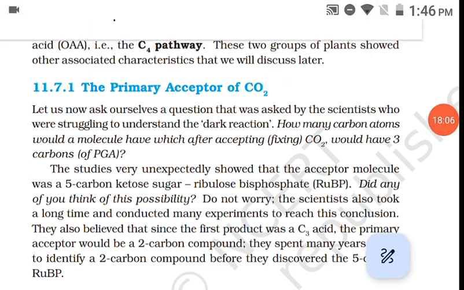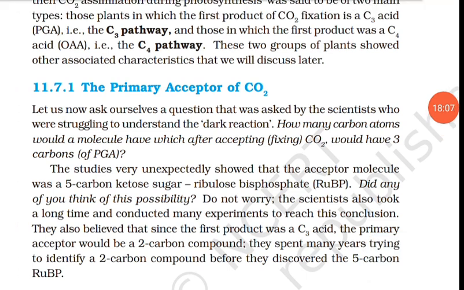If then light is made available, the synthesis starts again. Can we hence say that calling the biosynthetic phase as the dark reaction is a misnomer? Discuss this amongst yourself. करो discuss, ठीक है? Let us now see how the ATP and NADPH are used in the biosynthetic phase.